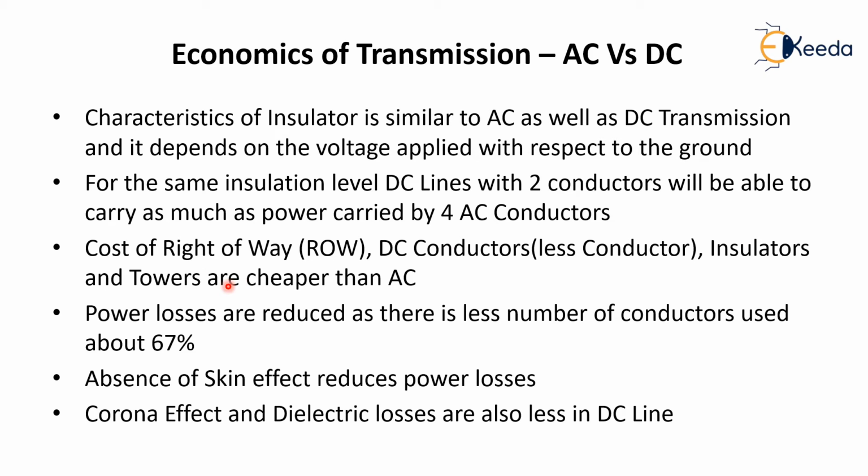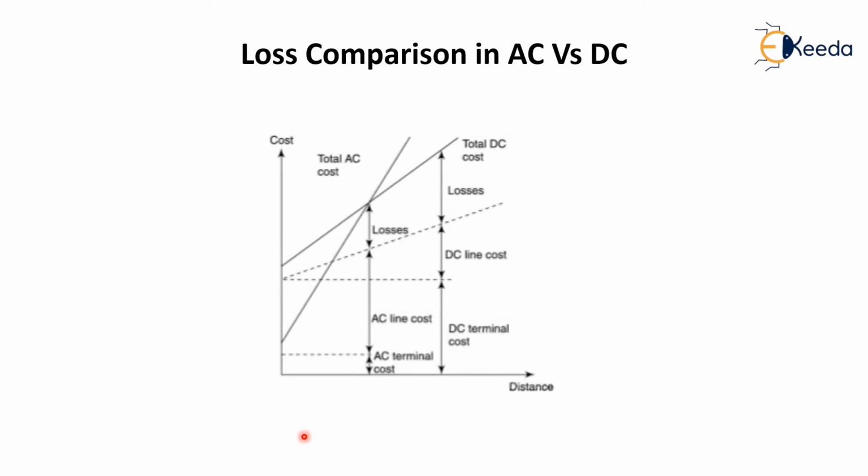And as already discussed, when the number of conductors is less, then obviously power losses will also be less. So we can say that power losses are reduced by about 67 percent as fewer conductors are used. And one more thing, as we have discussed in previous videos, is the absence of skin effect, which reduces the power losses. There is no skin effect in an HVDC transmission line, and hence the power losses can be greatly reduced. And corona effect and dielectric losses are also very low in a DC line.